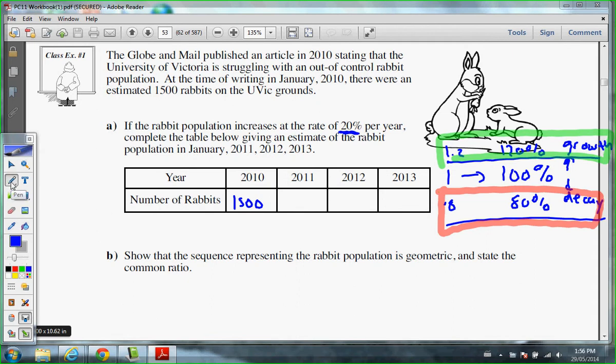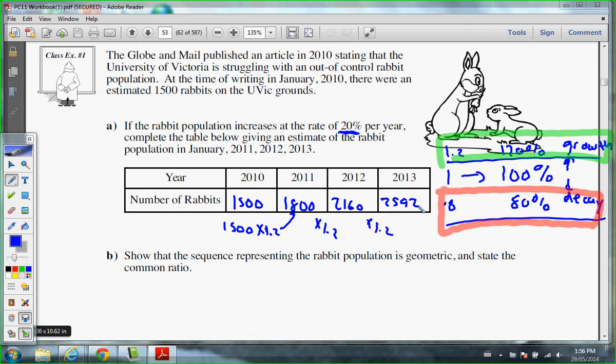So in this case, you're going to go 1,500 times 1.2. That's going to give you this one. That's going to be 1,800. Then times that by 1.2: 2,160. Times that by 1.2: 2,592.